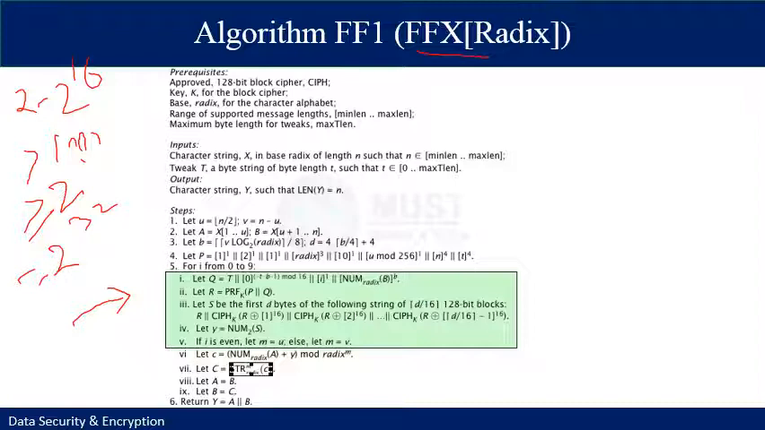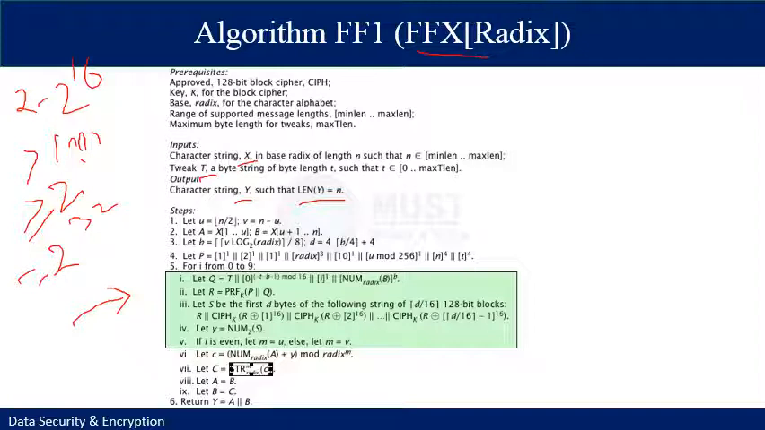So the inputs to the encryption algorithm are a character string x of length n and a tweak t of byte length t, such that t is less than the max length of t, which is 2 raised to the power 32. However, the tweak is optional and it may be an empty string. If you look at the output, the output is a character string of length n.